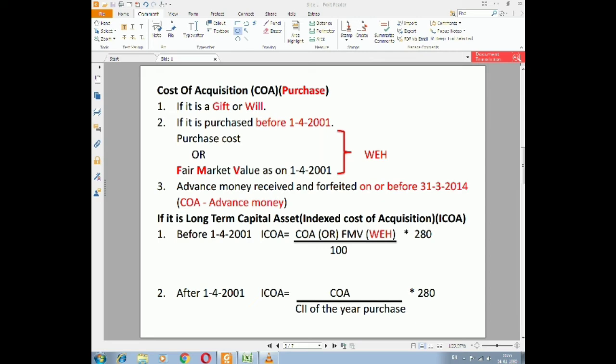If it is after 1/4/2001, we are going to use only purchase amount, that is cost of acquisition, divided by CII, that is cost inflation index of the year of purchase. So when the purchase happened in that particular year, what will be the cost inflation index? That index we are going to take here. That will be given in the illustration itself. And we are going to multiply with the cost inflation index of the previous year. So that will be fixed. So that is the previous year 2018-19 cost inflation index is 280.